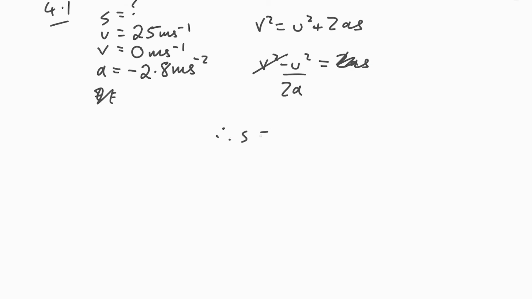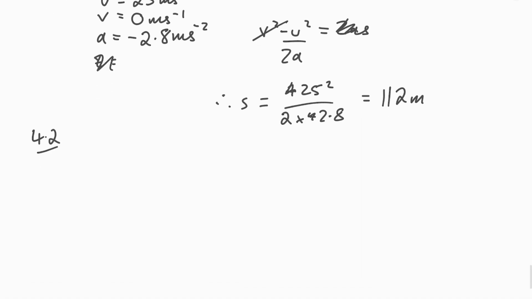So therefore, s is equal to minus u squared, so that's minus 25 squared divided by 2 times minus 2.8. Minuses disappear because of course they do. That seems like a long... Oh, okay. It's not an emergency stop. So we end up with 112 meters.